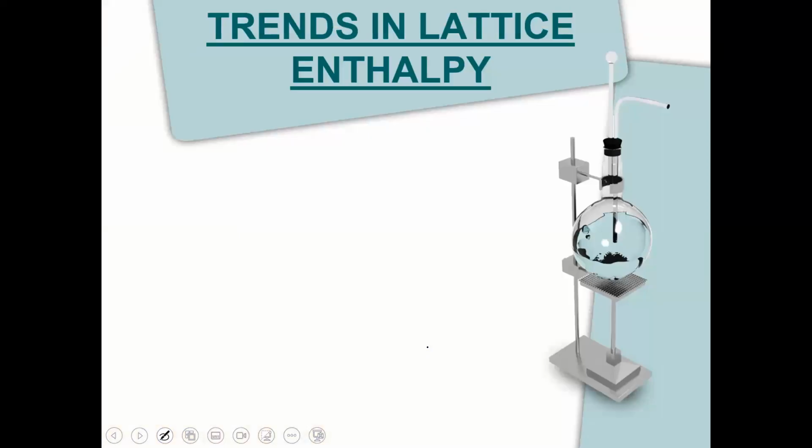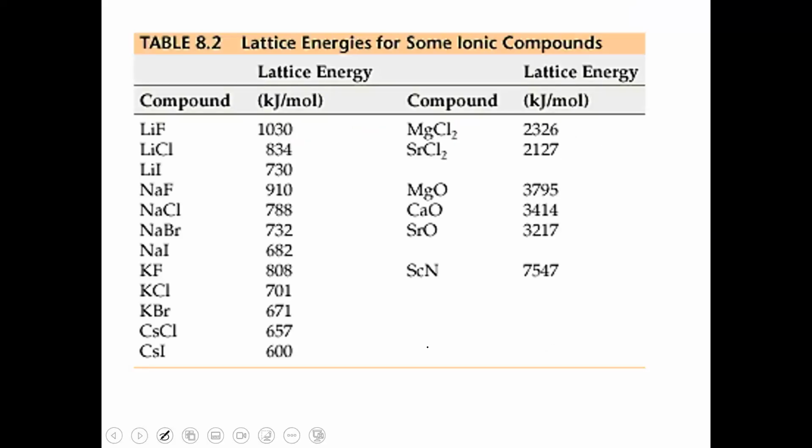Trends in lattice enthalpy. You have to copy this heading now. Trends is something very common in A-level chemistry. Trend means what happens down the group and what happens across a period. It increases across a period, decreases down the group. So you can look here.